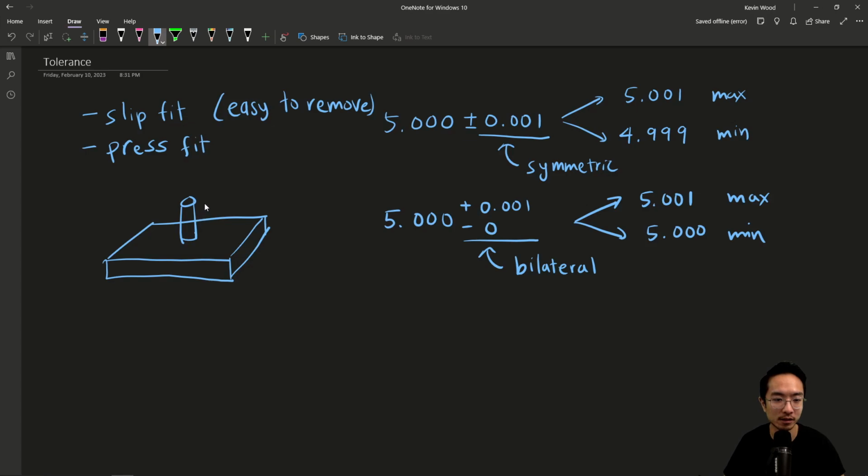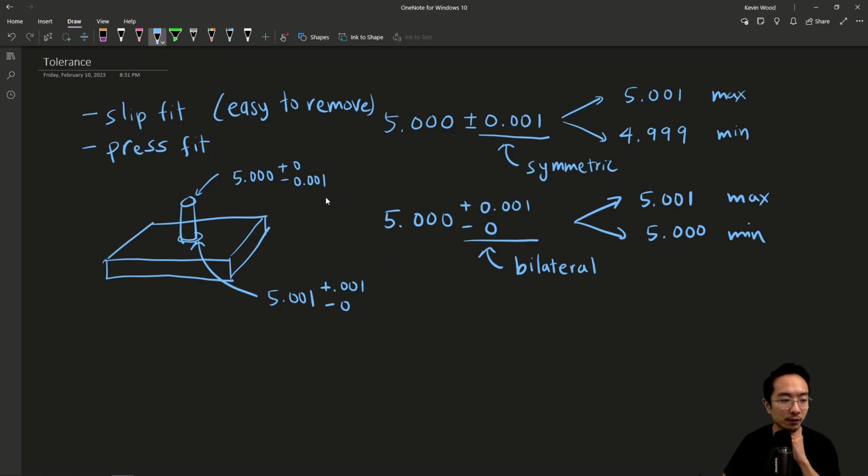Typically, how you would tolerance this is, let's say maybe your dowel is 5.000, and then usually they might have it slightly undersized, so they might have something like plus 0 minus 0.001 or something like that. And then the way you would tolerance your hole here, you might have 5.001, and then you could do a plus 0.001 and a minus 0.